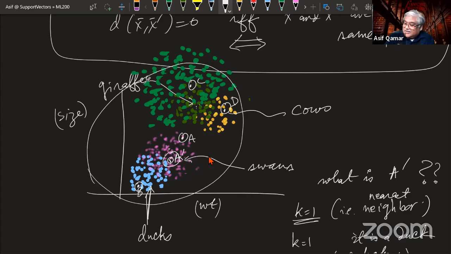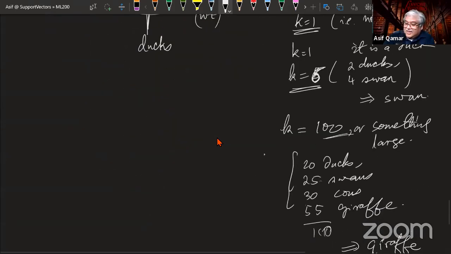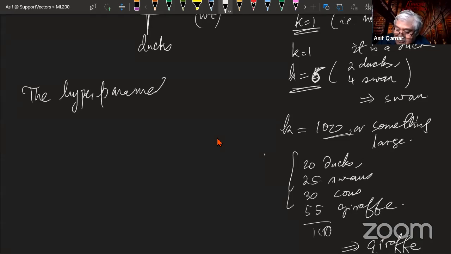So this is an important lesson. The K is equal to the hyperparameter that determines the accuracy of your predictions.